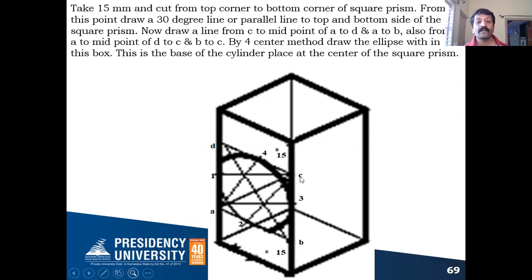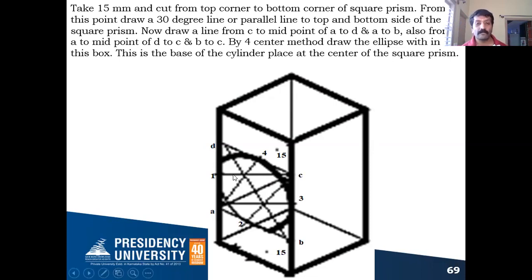Now, how to draw it? From point A, you take either A4 or A3 as the radius. You draw an arc between 4 to 3 or 3 to 4 with the help of your compass. Similarly, from point C, take either C1 or C2 as the radius. From point C, you draw an arc from 2 to 1 or 1 to 2 like this. So this portion of the ellipse you can complete.